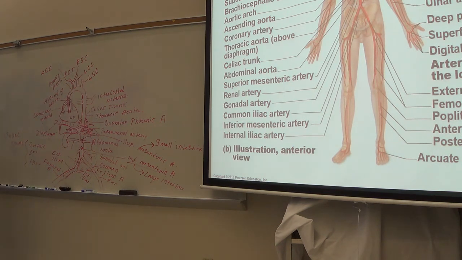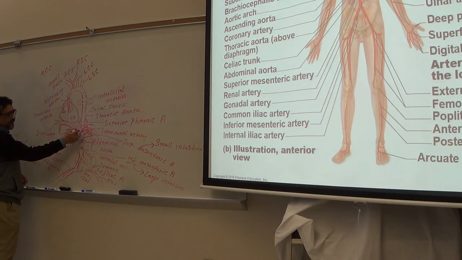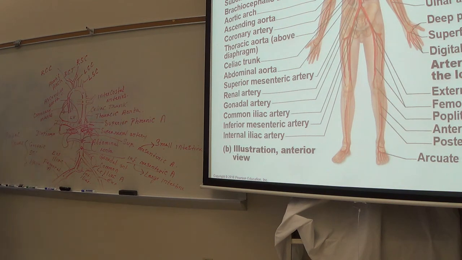So let's go again. This is the celiac trunk. Celiac trunk divides into how many? Three. One goes to the stomach. That is called gastric, right? One goes to the liver. That is hepatic. And another one? Spleen. Celiac trunk, how many branches? Three. What are those? Gastric, hepatic, splenic, right?